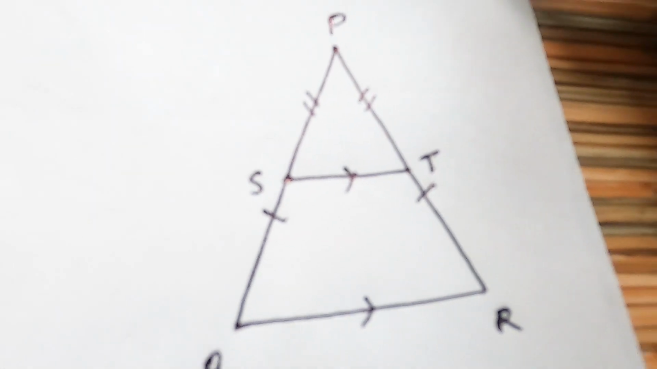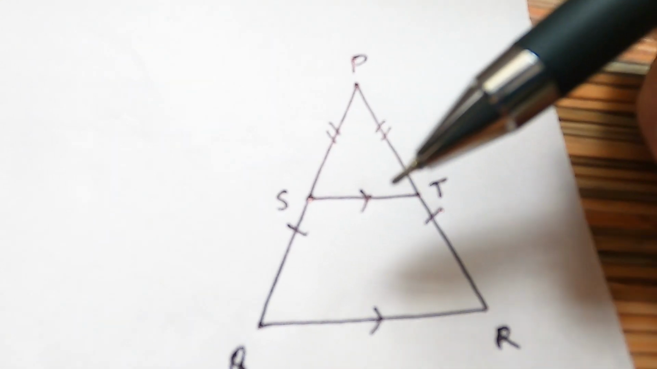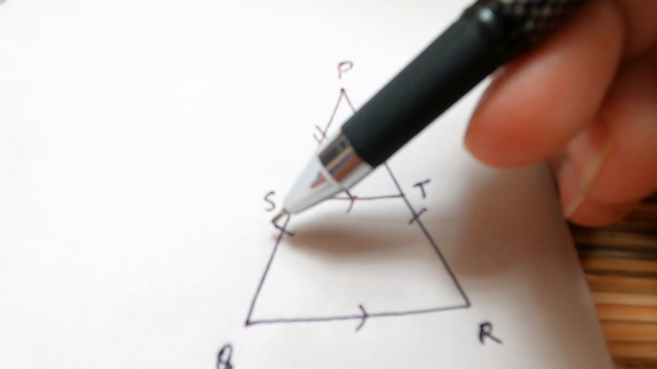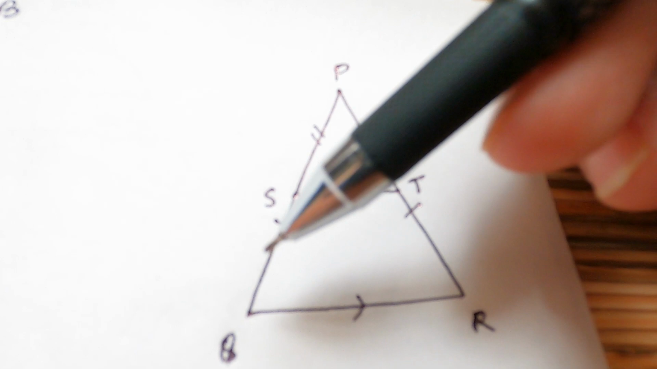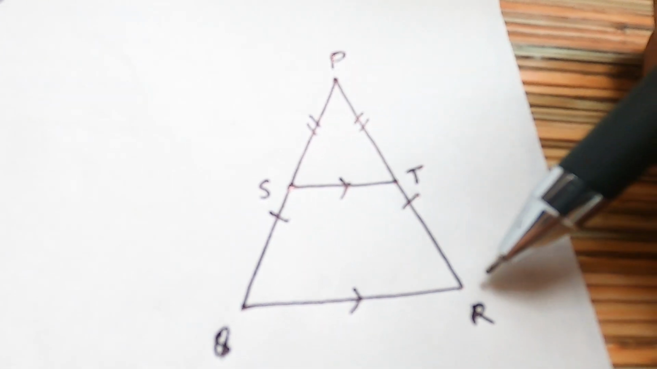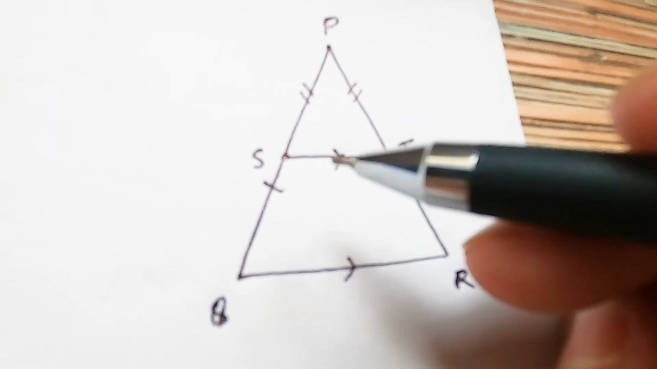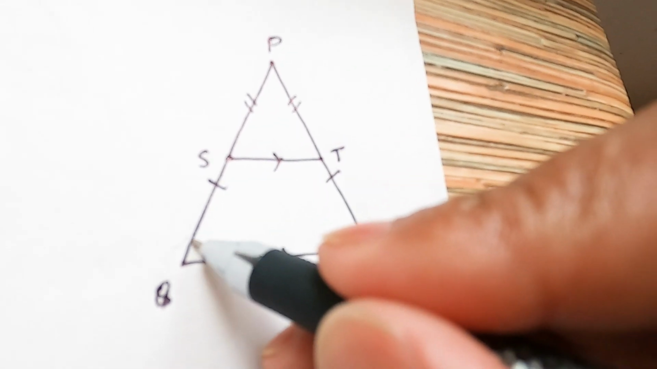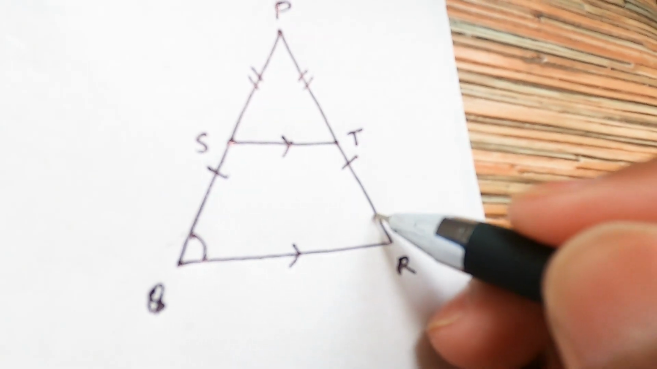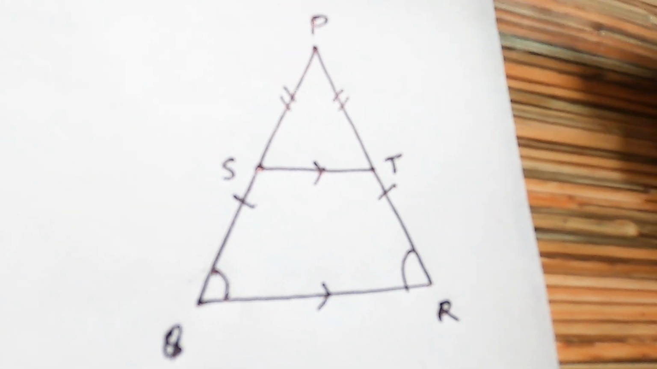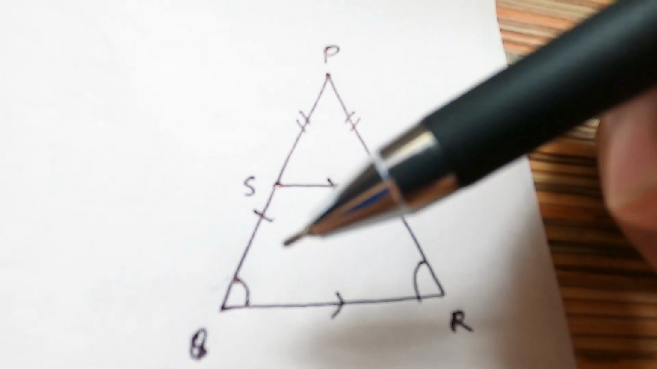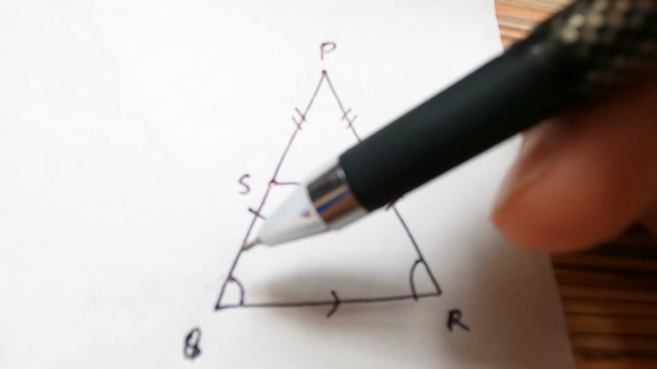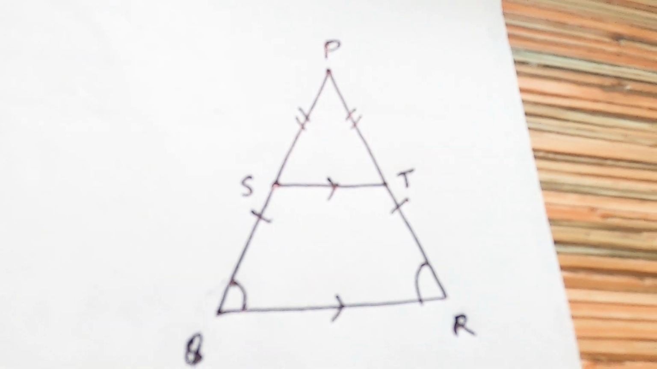All right, so let us solve this one. So just let us look at the diagram. According to the question, PQ is equal to PR. So by theorem, we know that if PQ is equal to PR, therefore angle Q will be equal to angle R. All right, clear? Because angles opposite to equal sides of a triangle are equal. This is from the previous theorem.